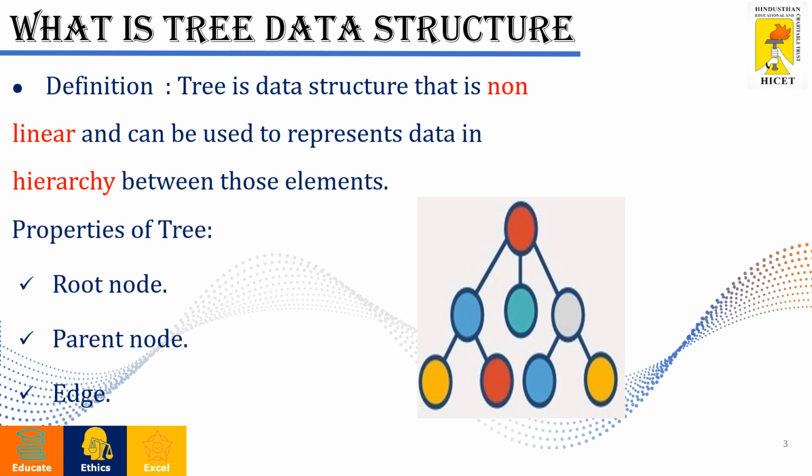And the tree data structure has few properties. It has root node, it has parent node, and edge. Root node is nothing but in every tree there will be one node which is called as root node. The tree originates from this node, and this root node will not have any parent. So from the diagram you can see the red one, the single node on top, that is referred as the root node.